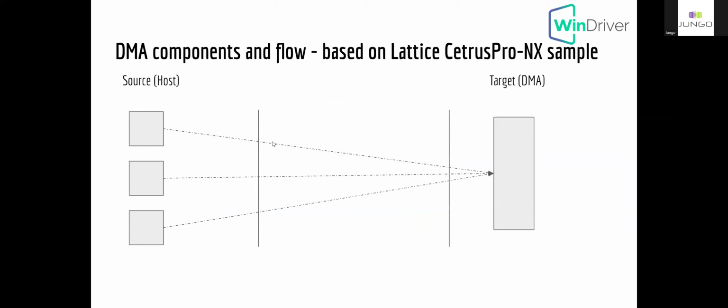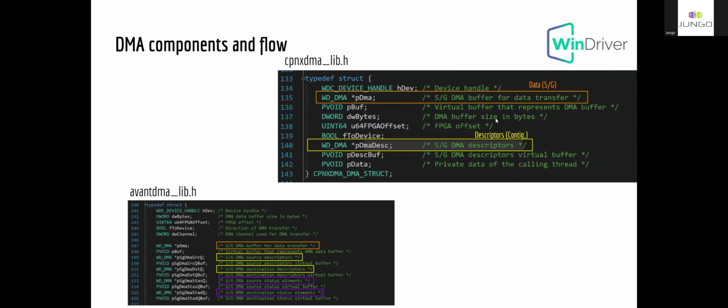And now we will see the flow: how we allow or support the DMA operation based on your design. In this case, it is based on a Lattice Certus Pro example. The source is the host, and the target is the DMA or the FPGA. We want to move data from the host to the buffer, to the FPGA. This is how it looks in the code. I will open the code and we will go through it.